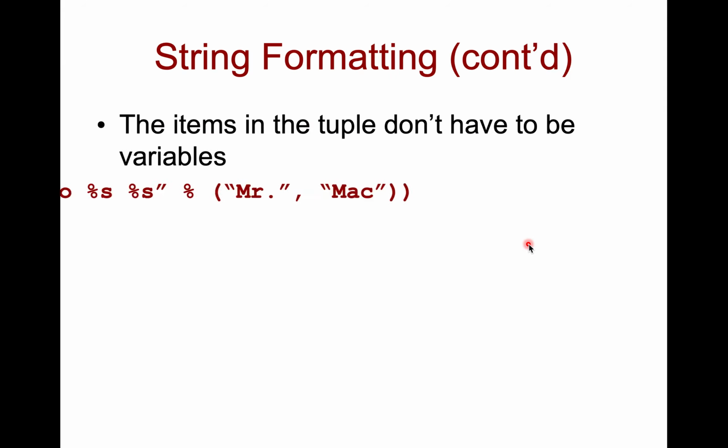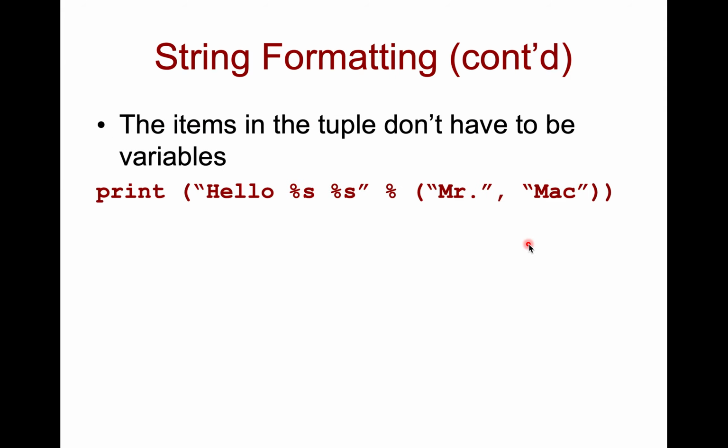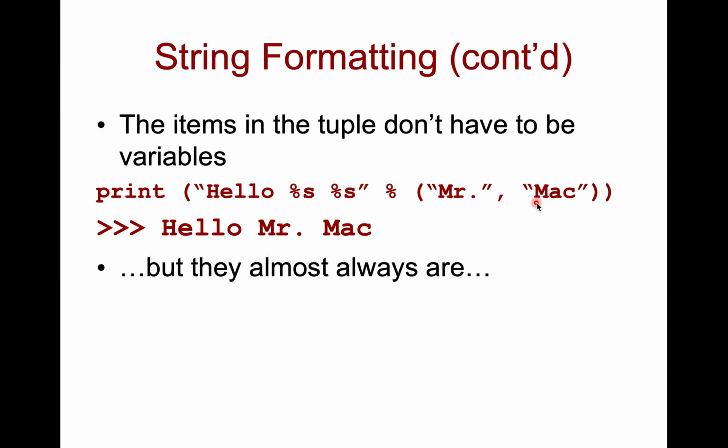The items that are in the tuple don't necessarily have to be variables. So here, instead of fname and lname, I've replaced them with a string, Mr., and a second string, Mac. So the first %s gets replaced by the Mr., the second %s gets replaced by Mac. So they don't have to be variables. They can be literal strings or literal values of any kind. They almost always are variables, though.